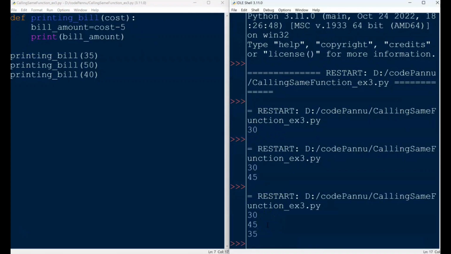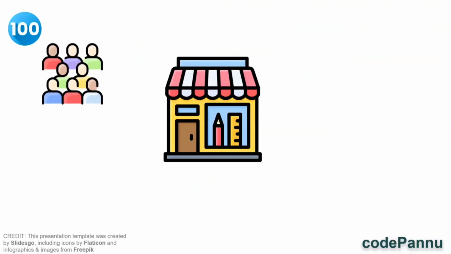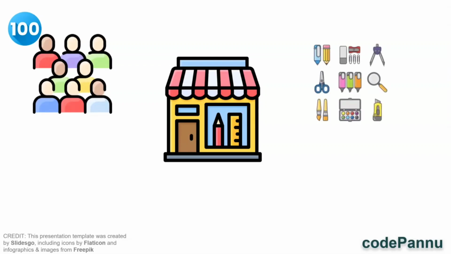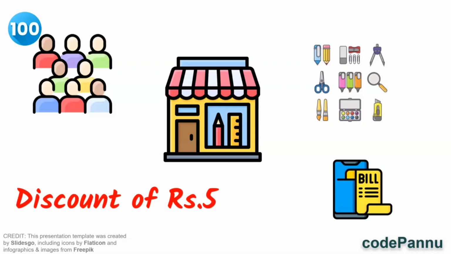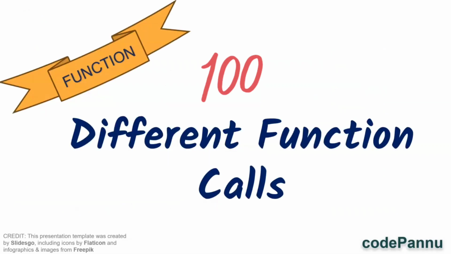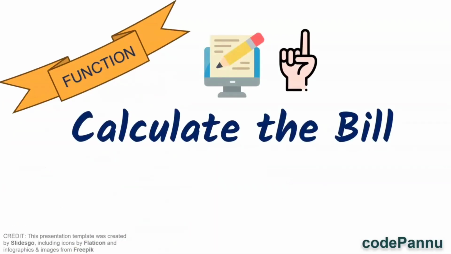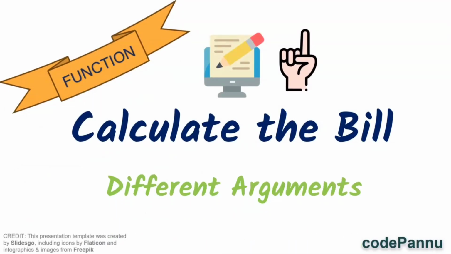The output printed is the bill amount 35 after the discount of 5 rupees after yours and your brother's bills. In the same way, after your cousin, even if 100 people comes to the same stationery shop to buy different items and want to calculate the bill amount after discount, we can write 100 function calls for the same function. Because we have written one function to calculate the bill, we can use the same function again and again for 100 or even 500 people with different arguments to calculate their bills.